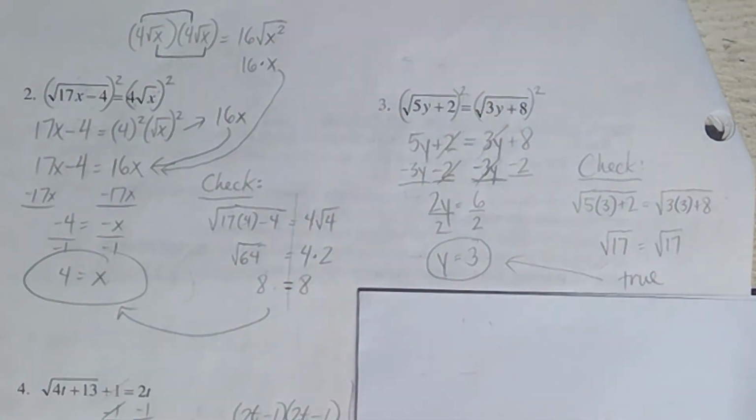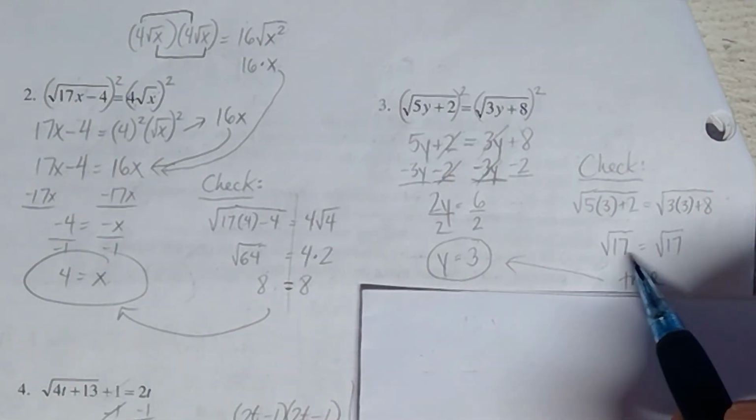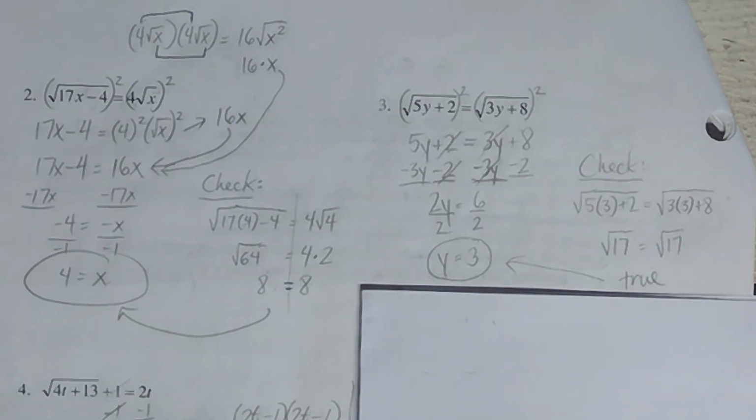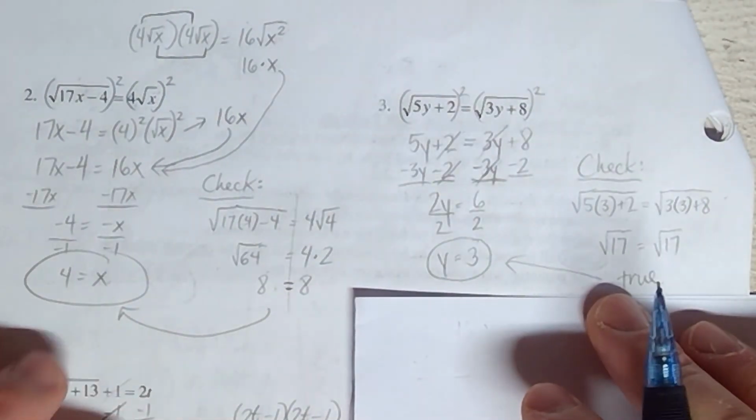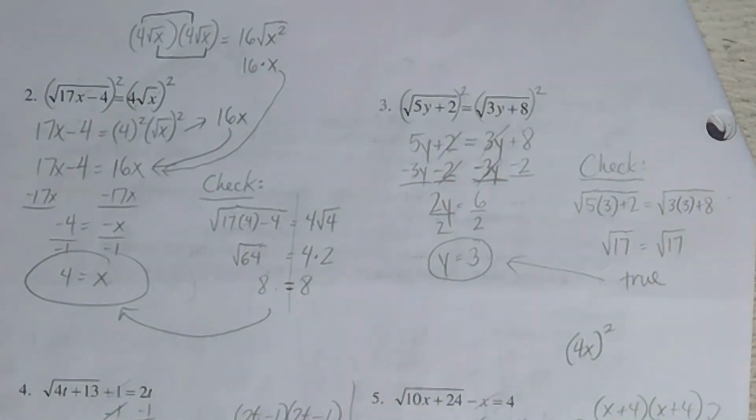Okay, try to figure out what the radical is equal to if you can, but this is not square root of 16. This is not square root of 25. It's square root of 17, so we can't figure it out. Okay, but we just know that it's true because they're the same thing. Okay, so that is 1, 2, and 3.